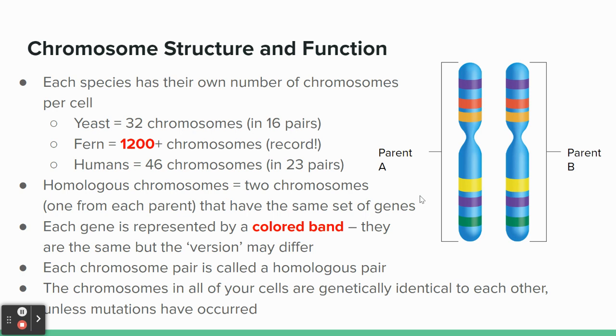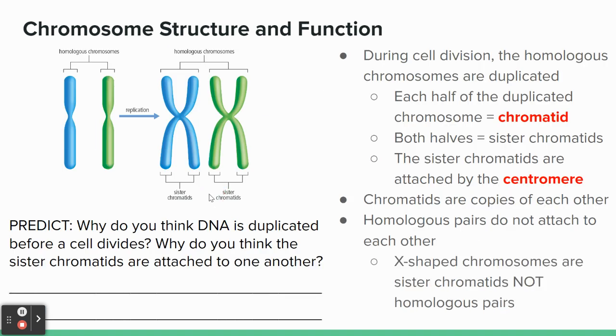Now, each chromosome pair is called a homologous pair. The chromosomes in all of your cells are genetically identical to each other, unless there's some kind of mutation, typically, that's occurred. Now, during cell division, the homologous chromosomes are duplicated. Each half of the duplicated chromosome is a chromatid. So the blue singular one right here, that's a chromatid. The green one, that's a chromatid. Together, they make sister chromatids.